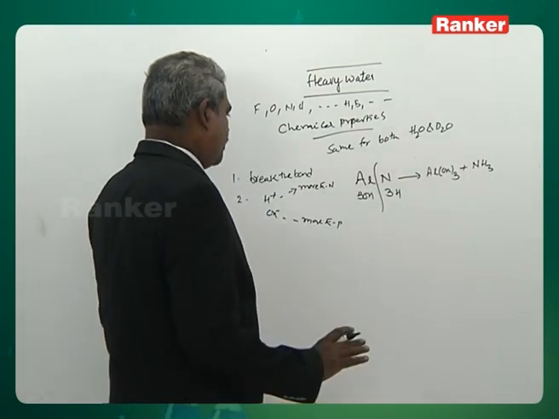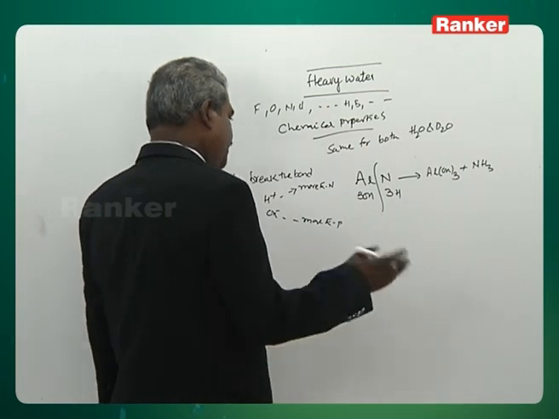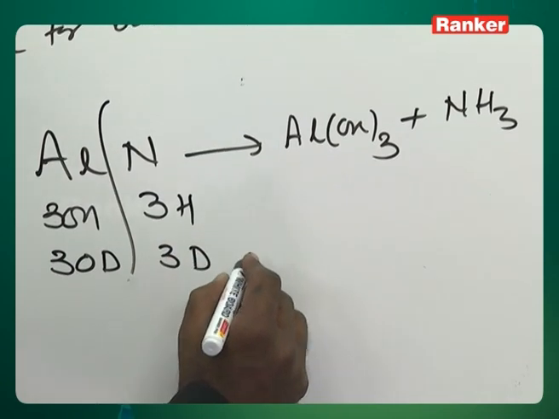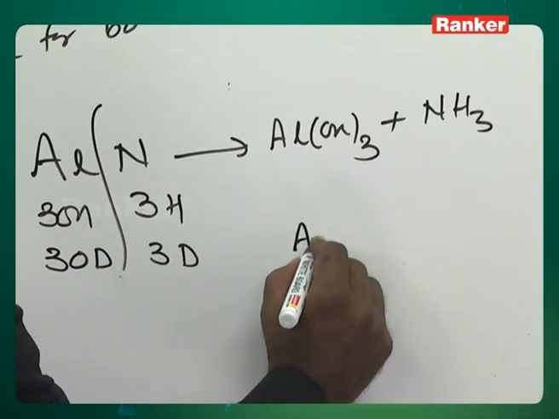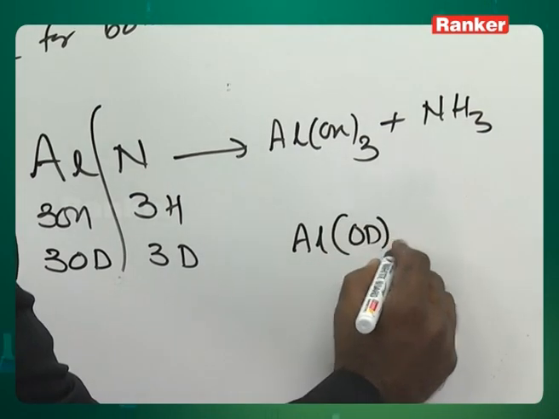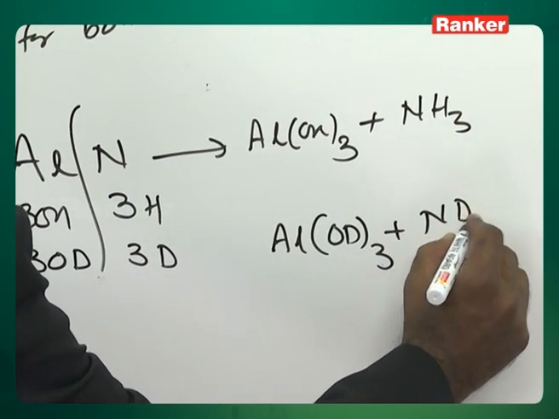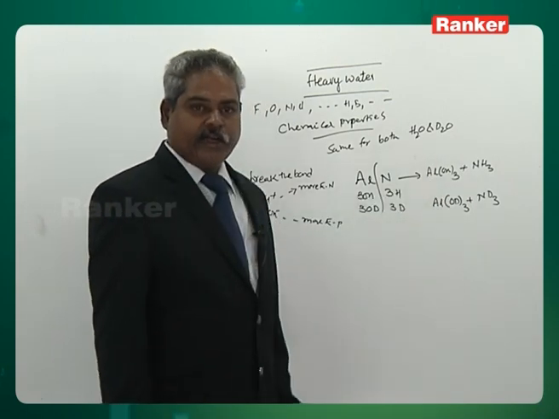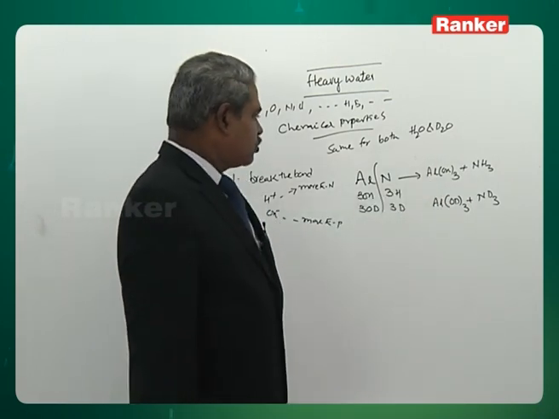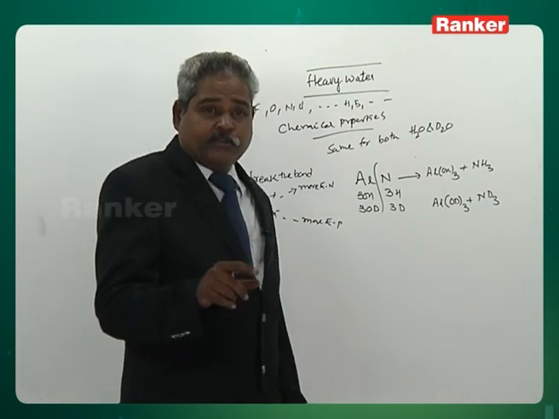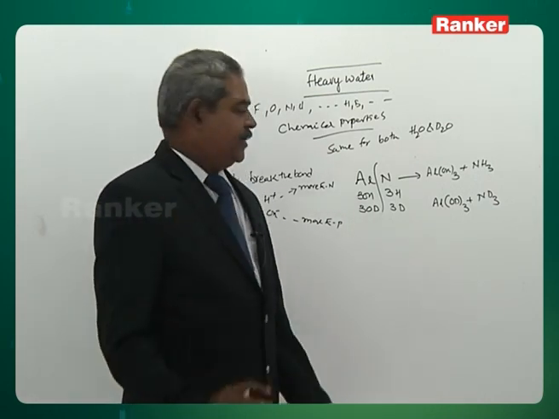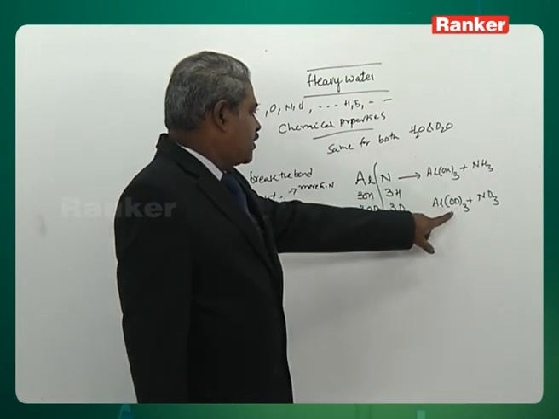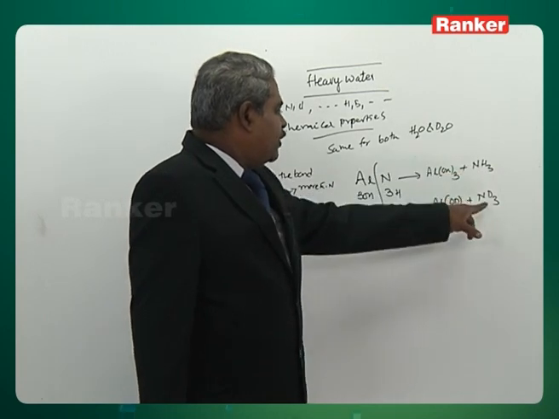So, the same aluminum nitride reacts with D2O producing 3 OD and 3 D. Same, and you get Al(OD)3 and ND3. There is no difference between H and D except for mass. I am telling you, only the isotopes of hydrogen have been given separate symbols H, D, T. So, this is deuteroxide, hydroxide, deuteroxide, ammonia, deuteroammonia.